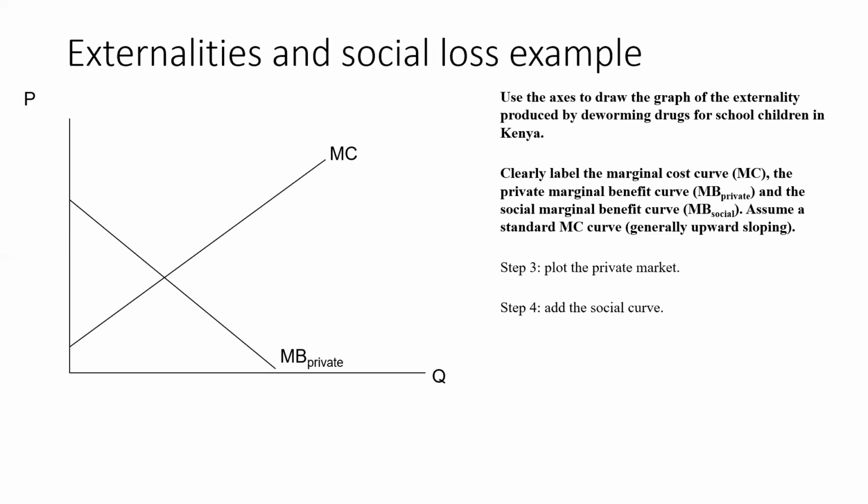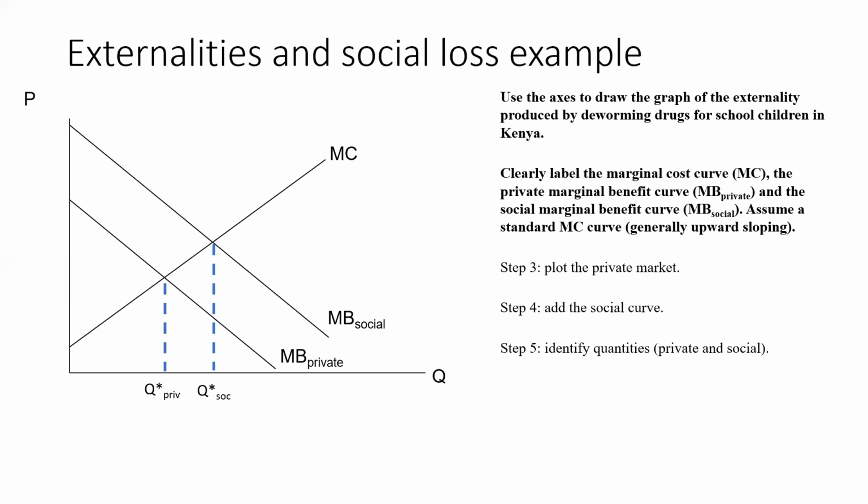So step four, add the social curve. Now here's where it's helpful to think about, is this a good thing or a bad thing, sort of colloquially speaking? So is this a product or a service where we want to see more of it or we want to see less of it? In this case, since it's doing something that's beneficial and reduces the risk of additional spread of parasites, it's something that's going to be good. And so the social benefit is going to exceed the private benefit. That's why the social curve is plotted to the right.